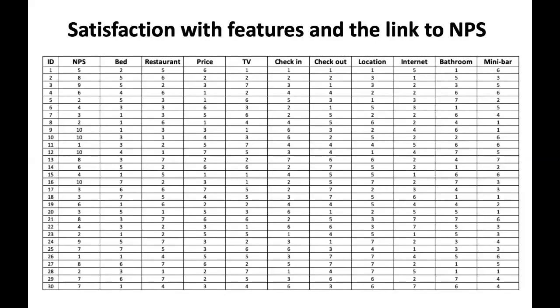So here's an example piece of data. I've heavily disguised the real nature of this data, but we've got NPS on a 1 to 10 scale in the first column of data, and then we have some satisfaction ratings, a 1 to 7 satisfaction scale with how good was the bed, how good was the restaurant, how good was the price. And there's a lot of data there, and we could do crosstabs and breaks, but we do a lot of things trying to find out what was going on.